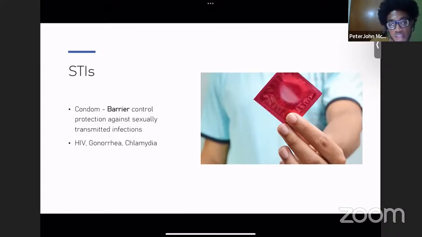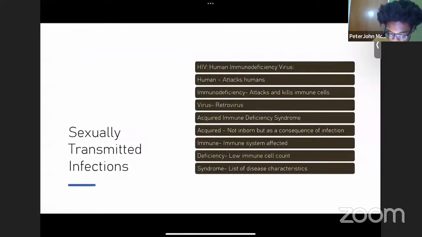So for STIs, a condom is a barrier method of control and protection against STIs. These are some STI examples: HIV, gonorrhea, chlamydia. All right, let's move on.